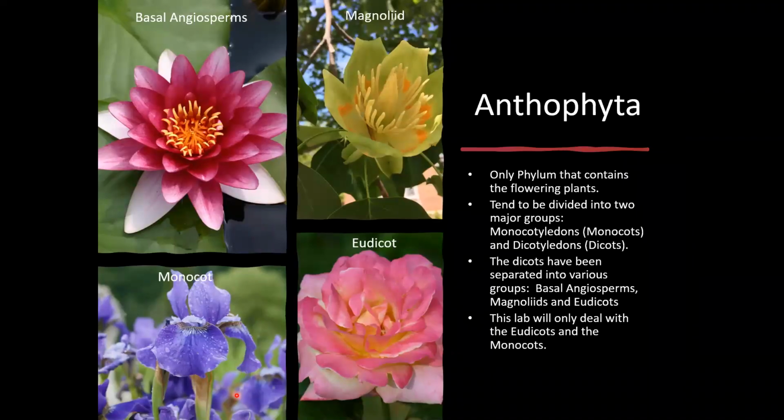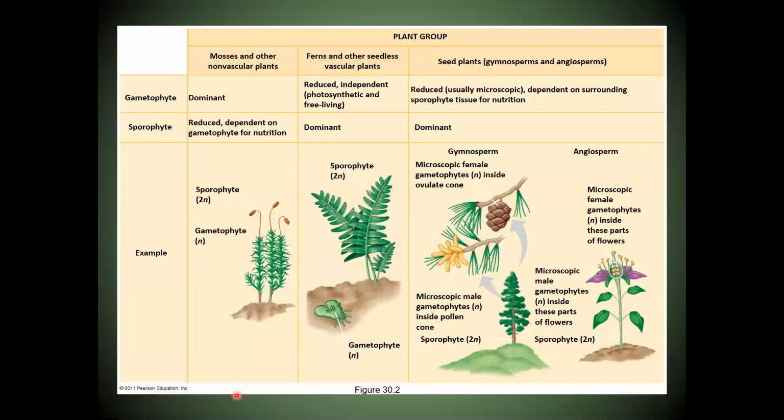Now, Anthophyta is the only phylum that you find within angiosperms, and there are several groups of these anthophytes: monocots, dicots, right? Monocotyledons and dicotyledons, and there are many other groups like magnoliids, eudicots, but for the sake of simplicity, we are only covering the monocots and dicots during the lab. Your lecture might actually go a little bit broader.